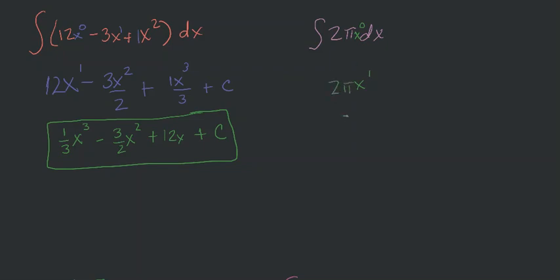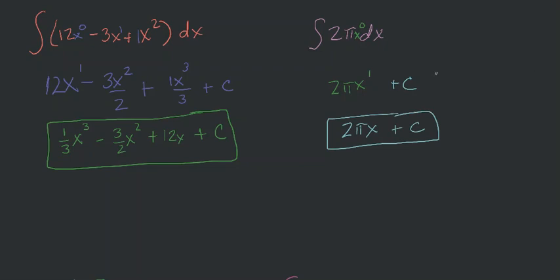Now a common mistake is just to write your answer like this. Now let's change colors. The common mistake is to say that the answer to this problem is 2 pi x. However, we forgot our plus c. Put the plus c and you have arrived at the final answer.